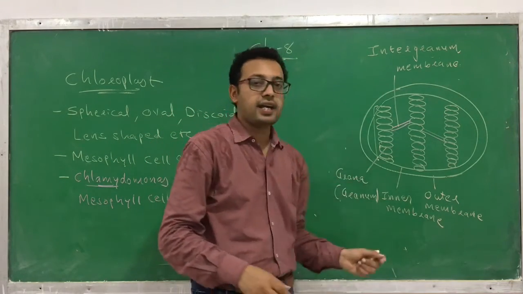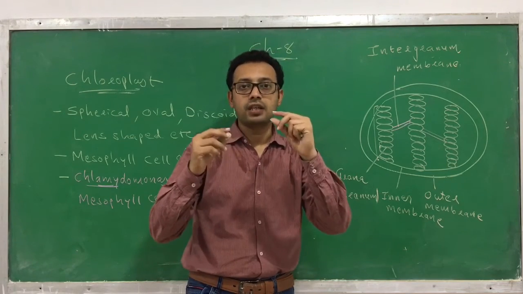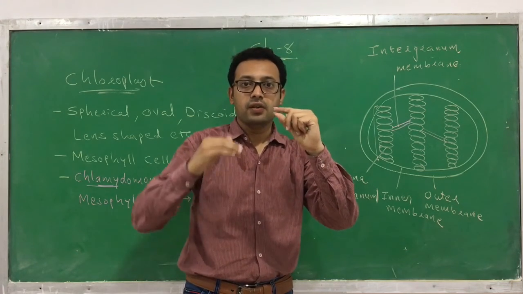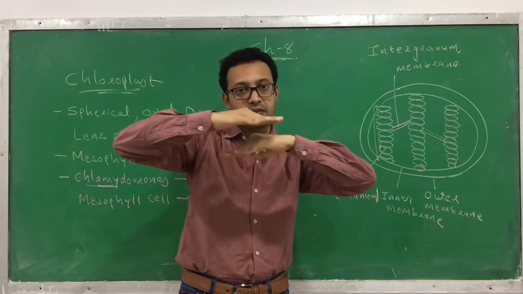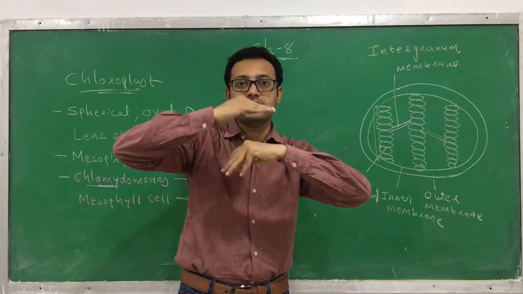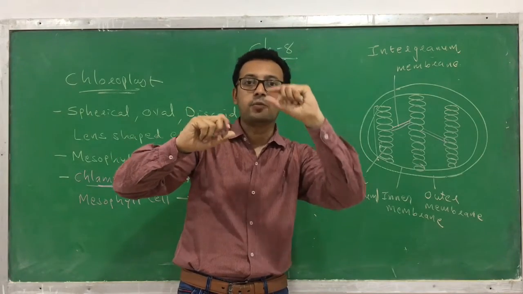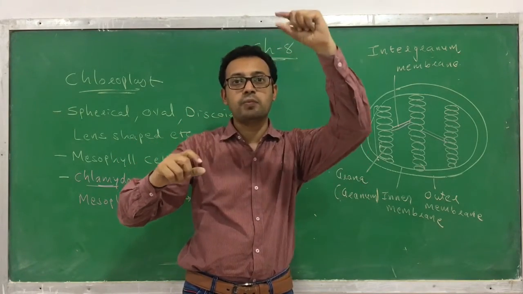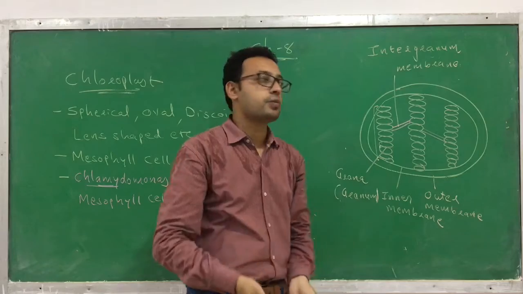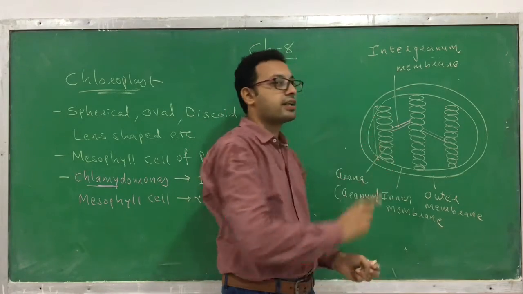So this grana arrangement is like a coin. When the coins are arranged, they are flat from both sides. When they are arranged in a stack pipe, such an arrangement is going to be found in a grana. We make a pile of coins, one on top of the other, second, third, fourth, fifth.